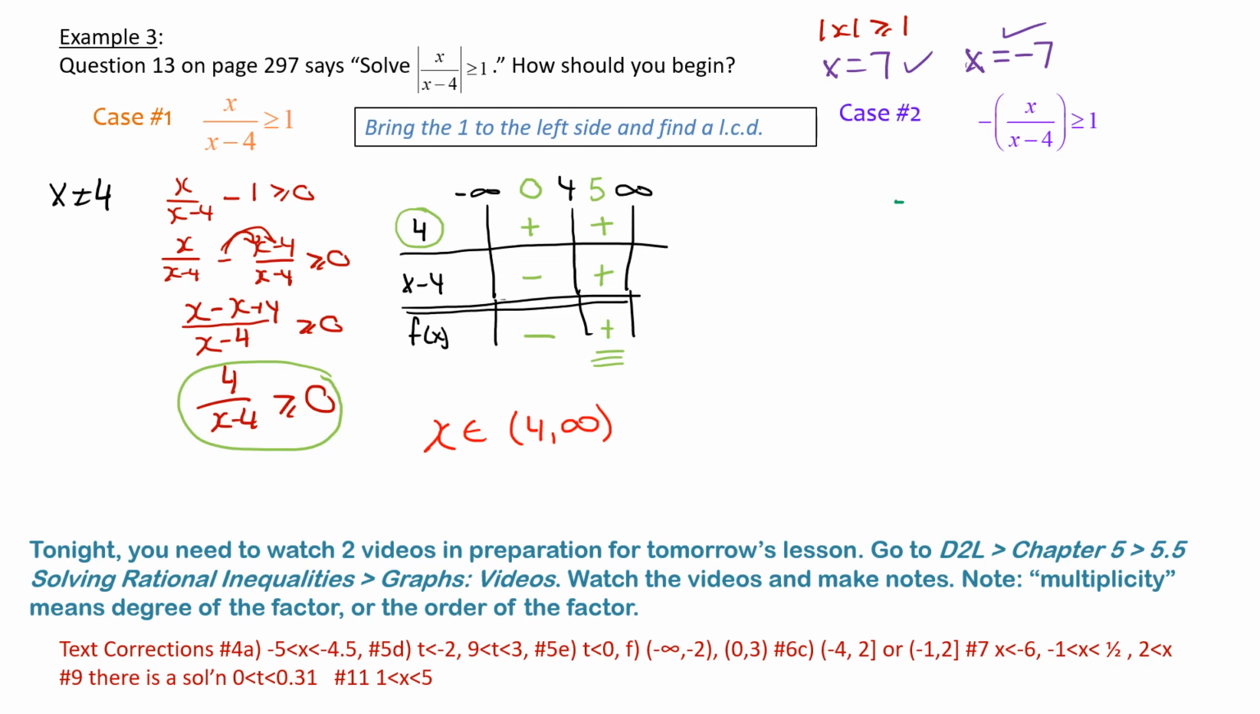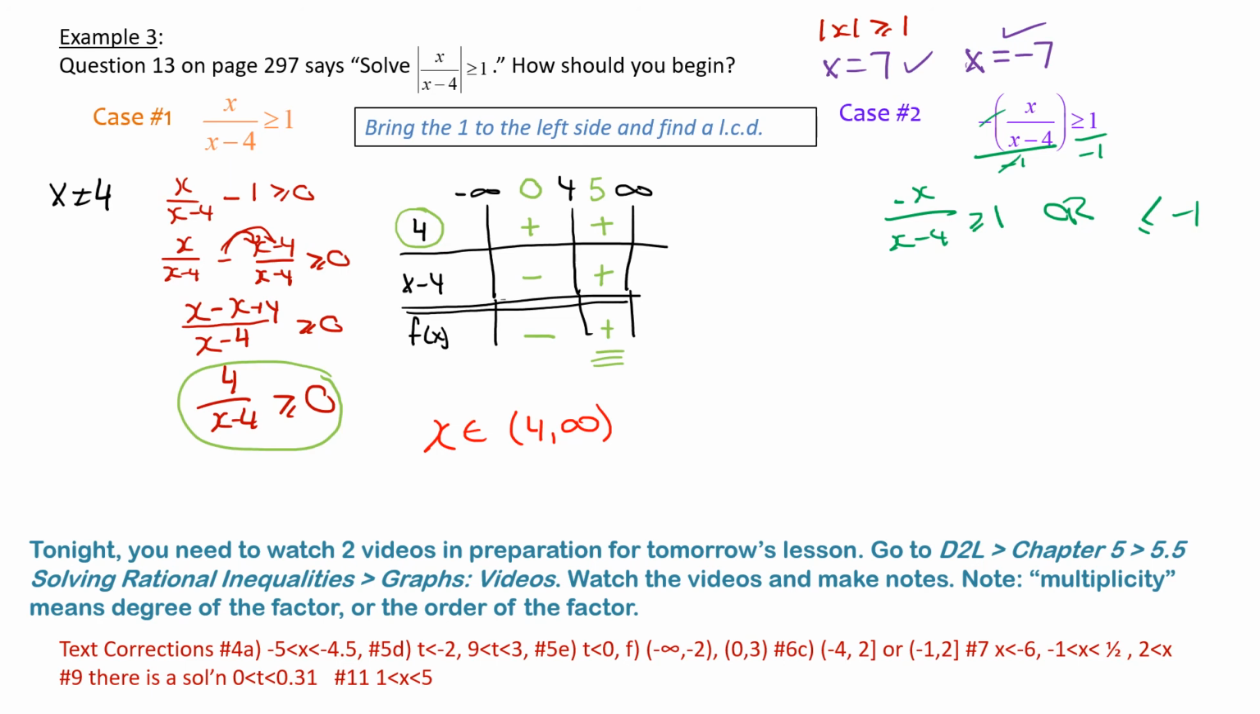So you can write negative x over x minus 4 is greater than or equal to 1. Or if you decided to say, I'm going to divide this whole side by negative 1, divide this whole side by negative 1, then you would have to flip the inequality. You would have to do it that way to get rid of this negative 1 here, and then we'd have a negative 1 on that side. So you could do that either way.